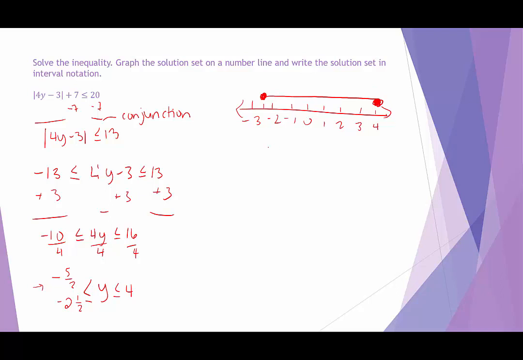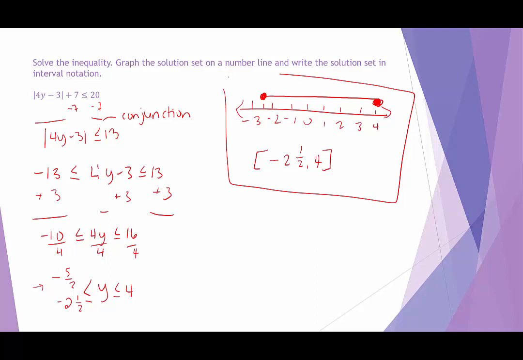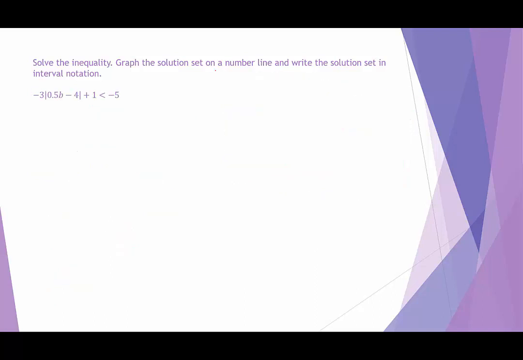And lastly, interval notation. We include the -2.5, so we use a bracket. That would be -2.5 to 4, also use a bracket. And this would be the final solution, representations for the solutions.